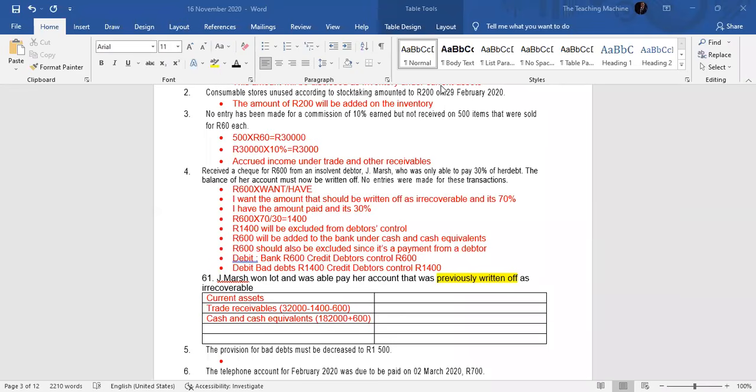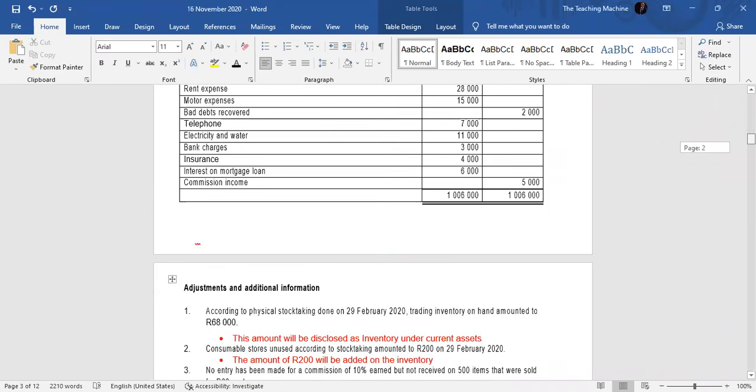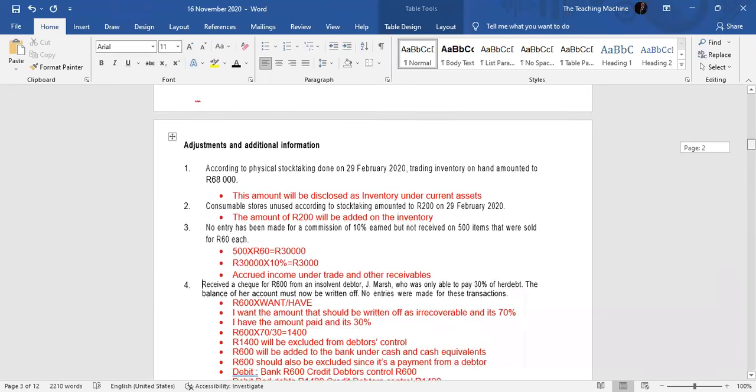Okay, the next one. Does the 2,000 in the trial balance relate to other clients who paid? Does not relate to. Okay, where is the 2,000? Let me look for 2,000. Oh, the 2,000 for bad debts recovered. Yes, it does not relate to J Marsh. So it's other debtors we have recovered, other bad debts we have recovered from.